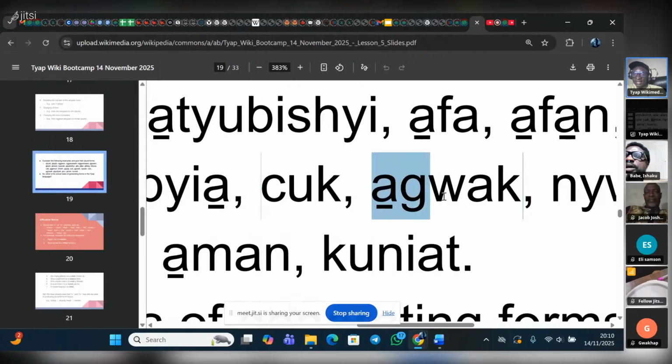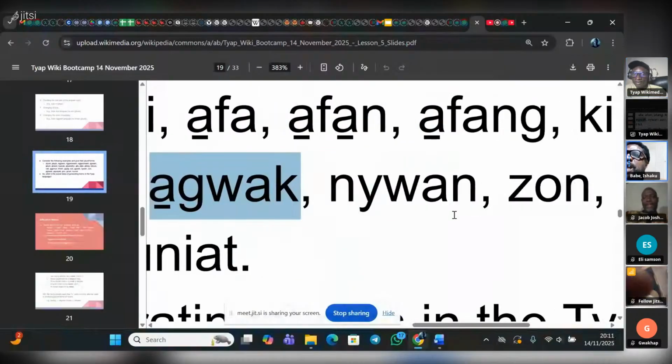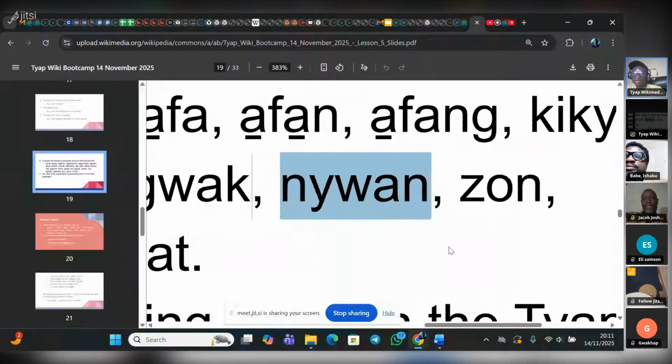Then the next word is Agwagu. Then the plural form, Agwagba. Then the next one, Nwanji. Then the plural form.